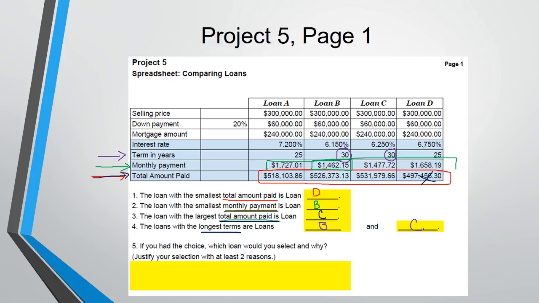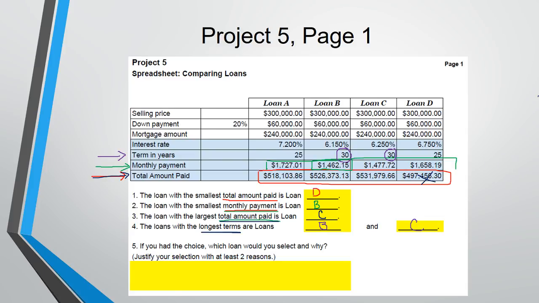Now, the second part says, if you had the choice, which loan would you select and why? So you need to select which loan, A, B, C, or D. And then you have to justify why you chose it. There's really no right or wrong answer. It all depends on what you write as your justification. Remember, you have to write at least two reasons. So I'm going to give you an example.